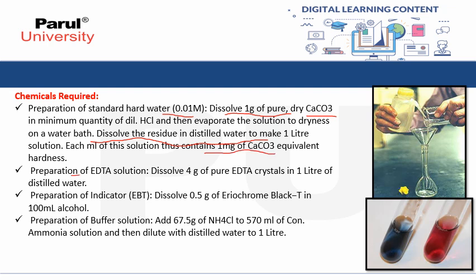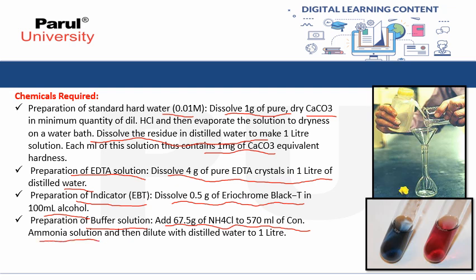For preparing the EDTA solution, dissolve 4 gram of pure EDTA crystals in 1 liter of distilled water. Preparation of indicator: dissolve 0.5 gram of eriochrome black T in 100 ml of alcohol. For preparing a buffer solution to maintain the pH during the titration, add 67.5 gram of ammonium chloride to 570 milliliters of concentrated ammonia solution and then dilute with distilled water to 1 liter.